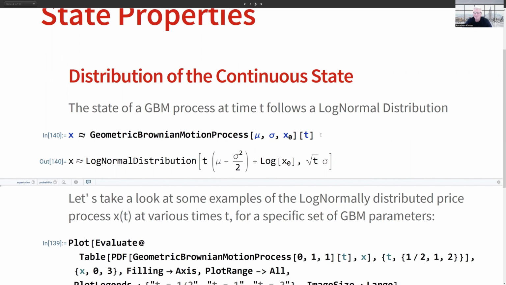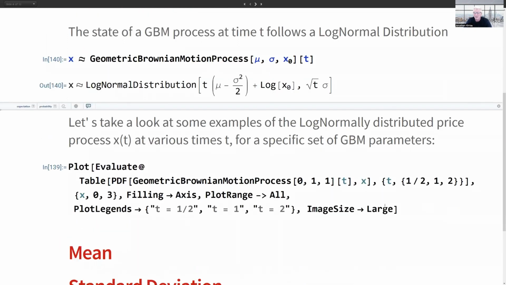Let's look at some examples of the log normally distributed price process Xt at various times t for a specific set of parameters. Here I'm using parameters mu equals 0, sigma equals 1, and initial value x0 equals 1. And I'm going to plot the distribution at various points in time: t equals a half, t equals 1, and t equals 2.